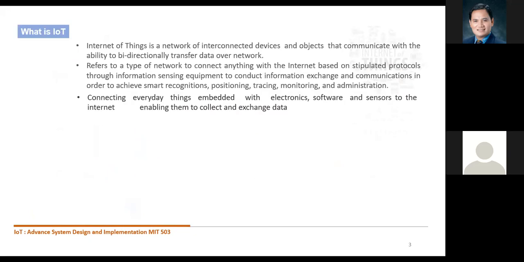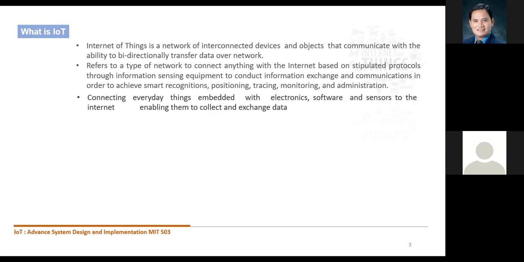IoT is a network of interconnected devices and objects that communicate with the ability to bidirectionally transfer data over a network. It refers to a type of network to connect anything with the internet based on stipulated protocols through information sensing equipment to conduct information exchange and communication in order to achieve smart recognition, positioning, tracing, monitoring, and administration. Connecting everyday things embedded with electronics, software and sensors to the internet, enabling them to collect and exchange data.